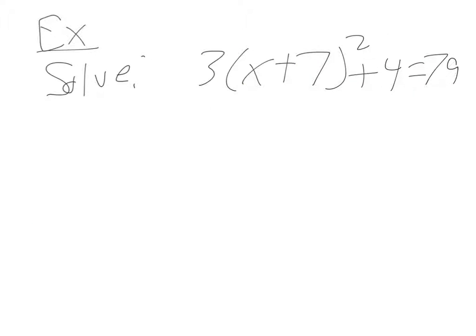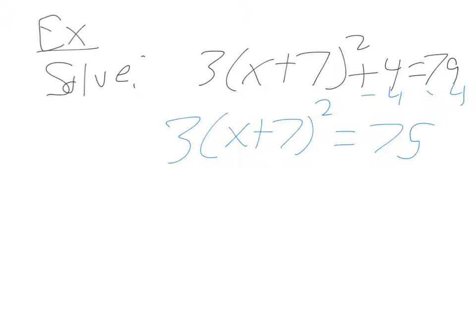Alright, here's another one. 3 times x plus 7 squared plus 4 equals 79. Now you could technically FOIL the x plus 7 squared and then get it into a quadratic equation and factor it or whatever. Or since we have a perfect square, you could actually solve it. Subtract 4 from both sides, so 3 times x plus 7 squared is equal to 75. Then if you divide by 3, you have x plus 7 squared is equal to 25.